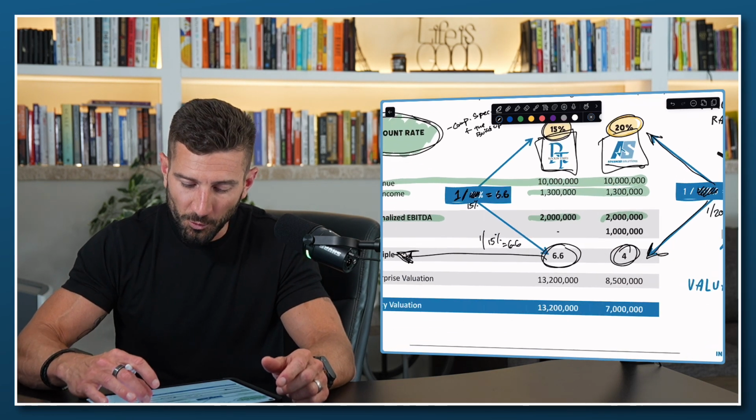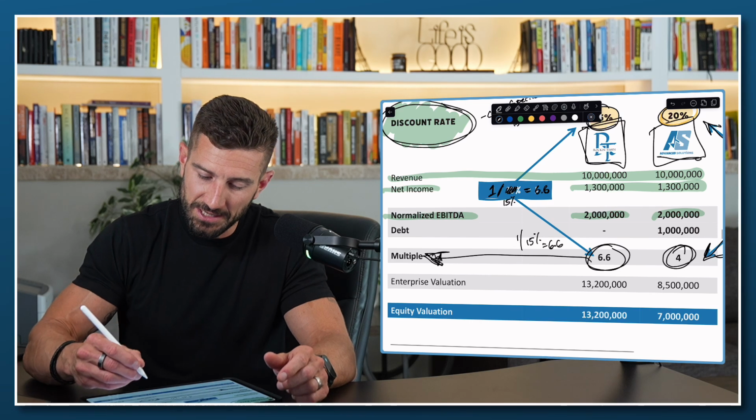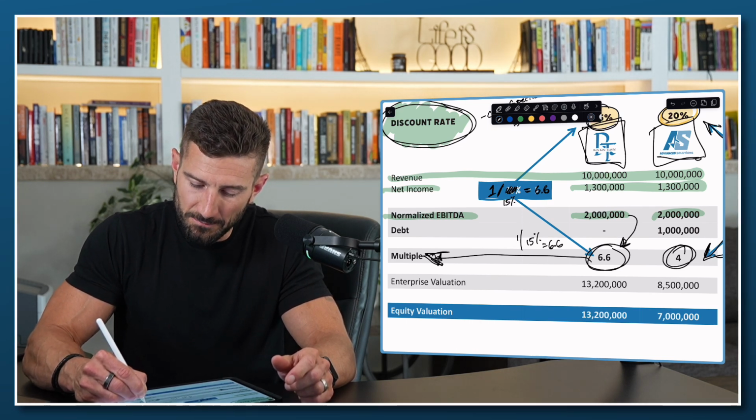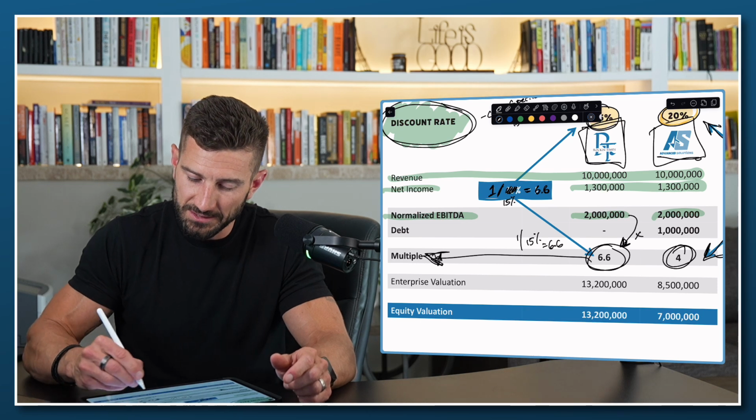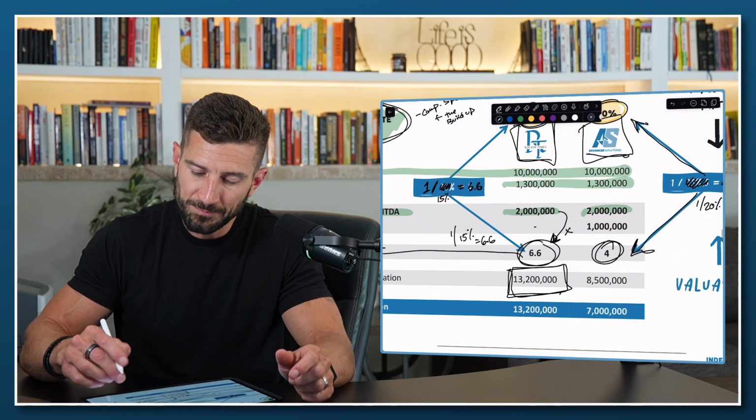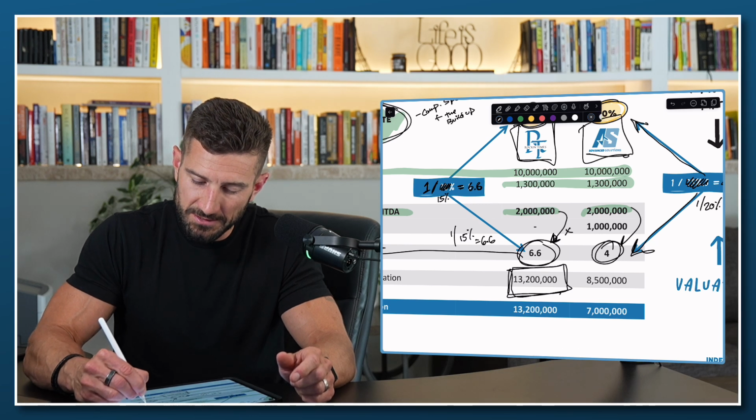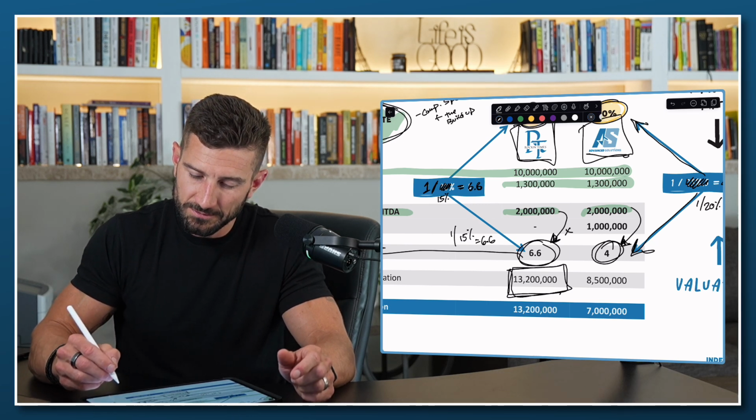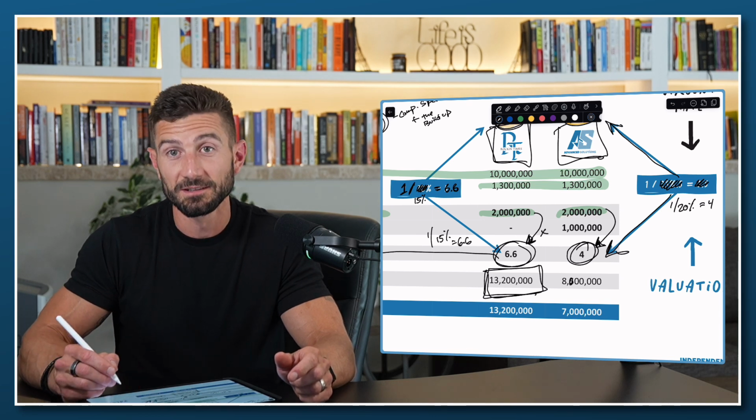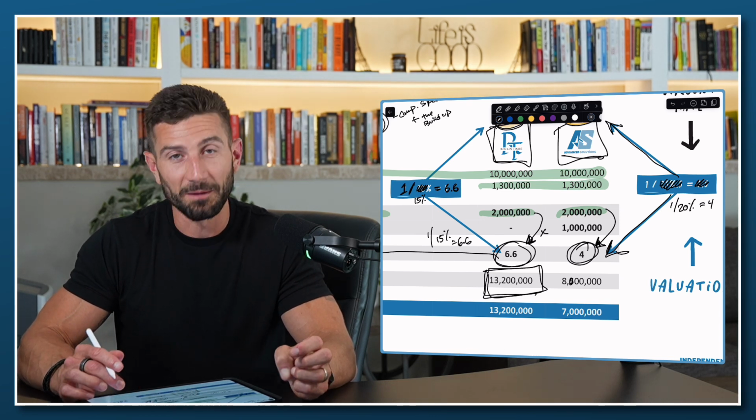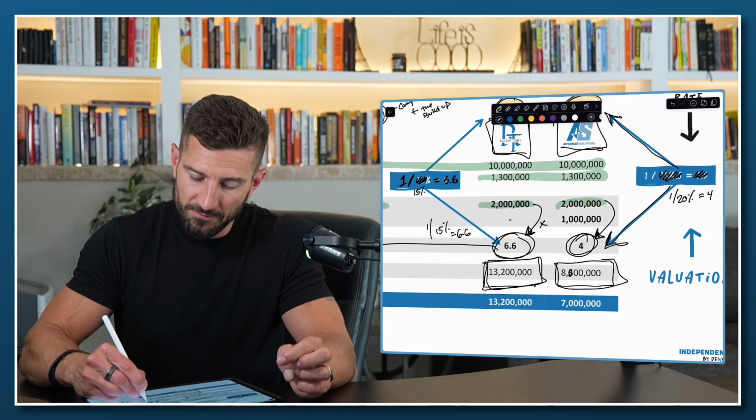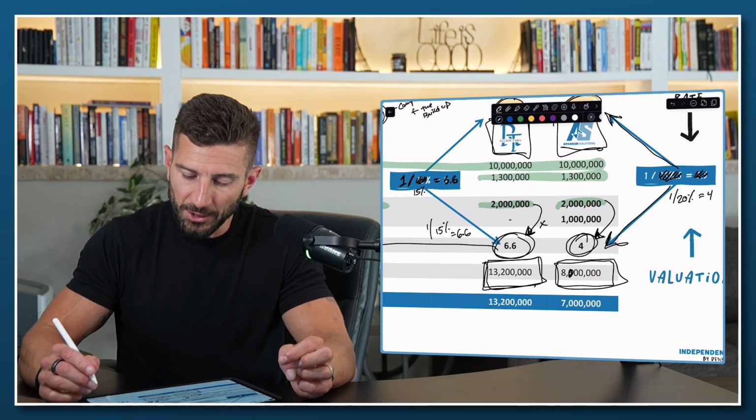The cool part here is that if we take $2 million and multiply that by 6.6, it gets us our enterprise value of 13.2 million. Over here, if we take $2 million times that 4, that's 8 million bucks. I'm sorry, you can tell I updated this slide and I'm going through it on the fly. But all the logic holds true. We now have an $8 million enterprise value.